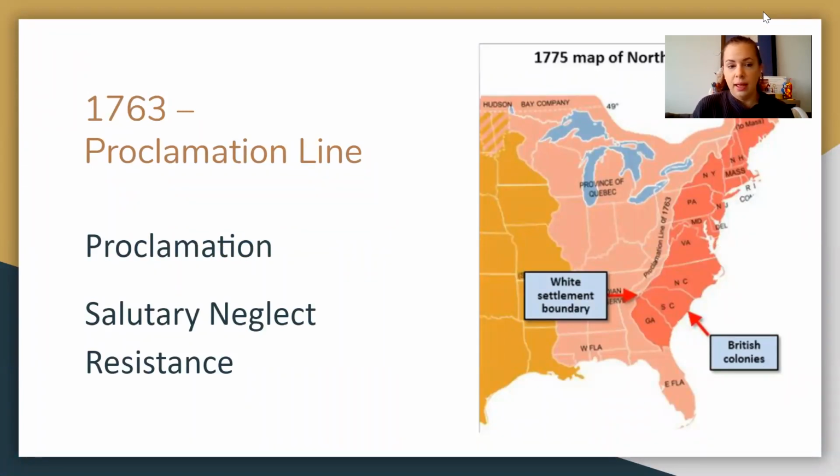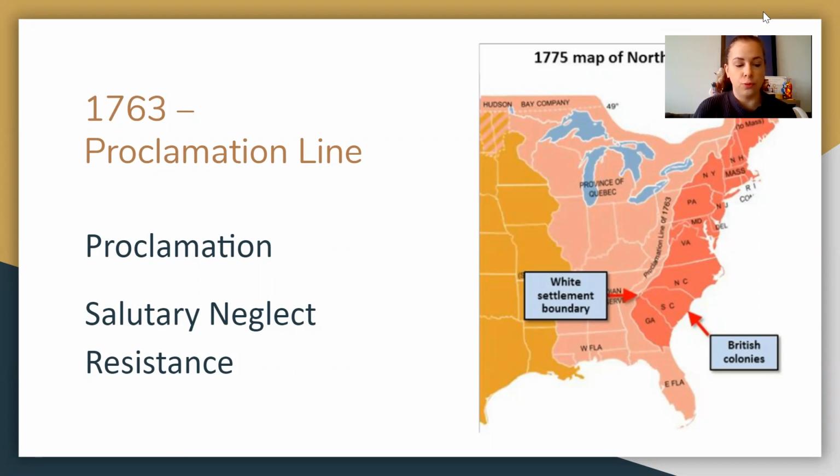1763. Specifically looking at the Proclamation of 1763. So the French and Indian War is happening, and it finishes up in 1763. It goes from 1754 to 1763.